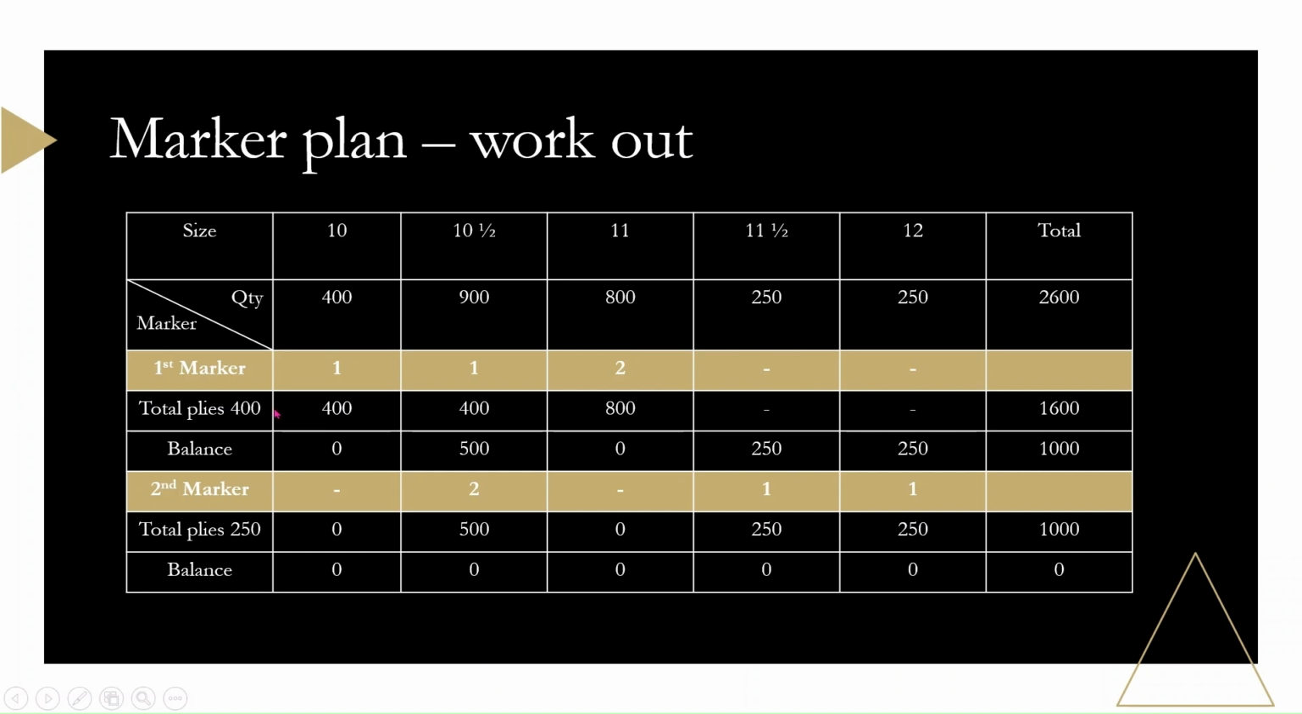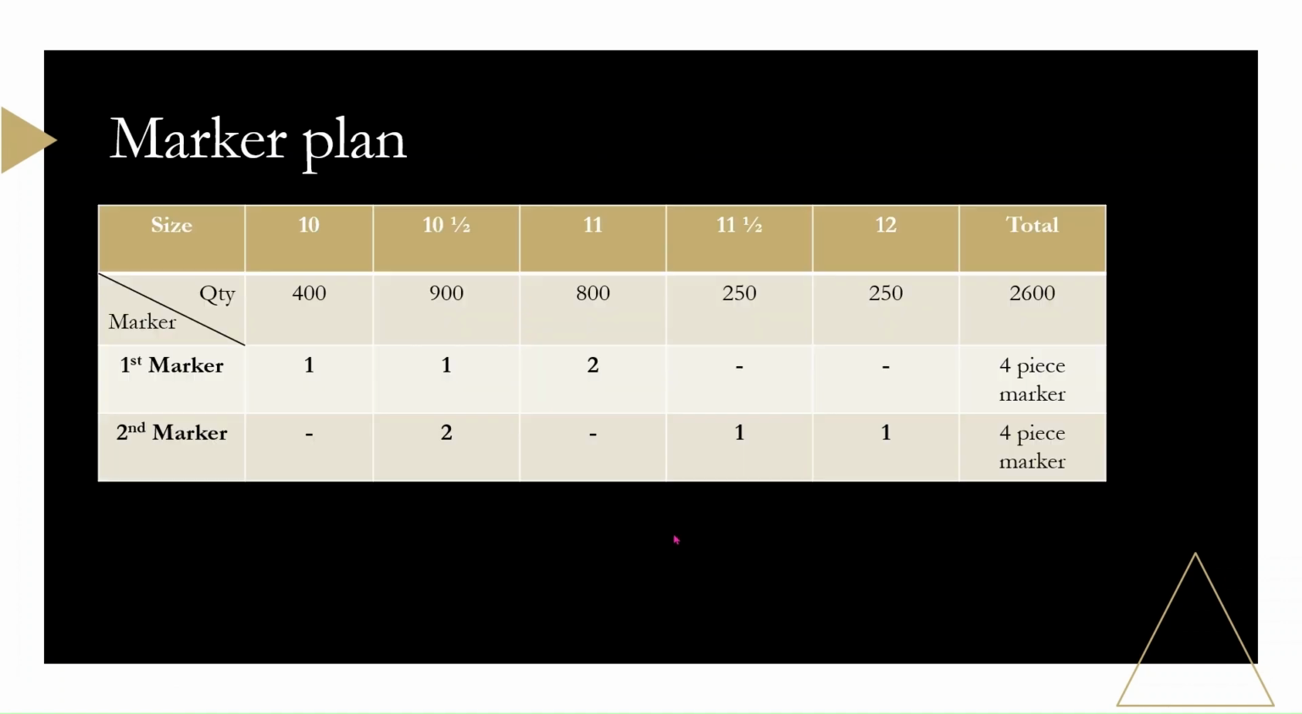So here we have to go for 2 markers. That's the most efficient one. Less than that we can't go; we can't do this order. This is the marker plan according to that: 1 1 2 and 2 1 1.